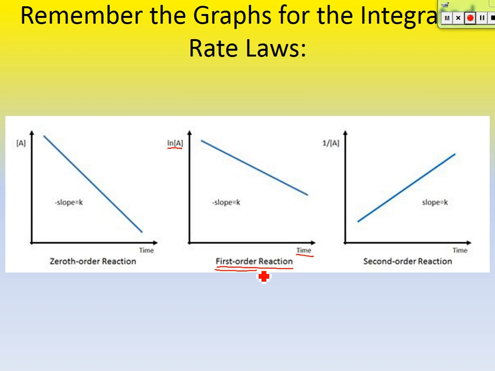Let's go to second order. If you plot 1 over the concentration of A versus time and it's a straight line, then it's going to be second order. Let's go to zero order. If you plot the concentration of A versus time and it gives you a straight line, it's going to be zero order. So it's that simple. You just got to recognize, and they're on this paper, which one gives you a straight line. That's the one that tells you which order that reaction is.